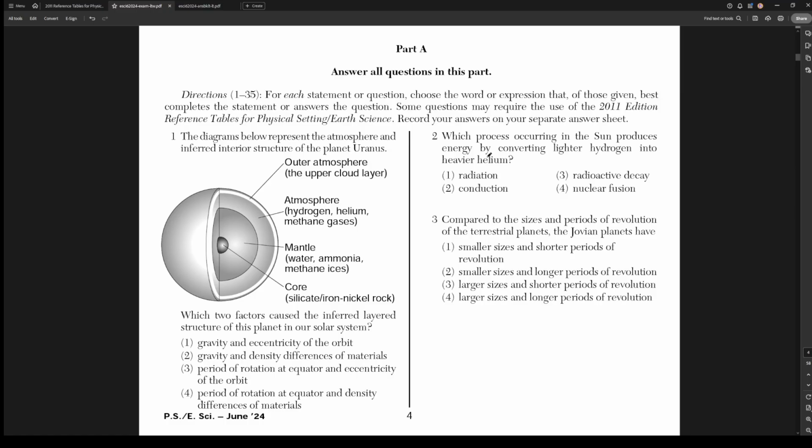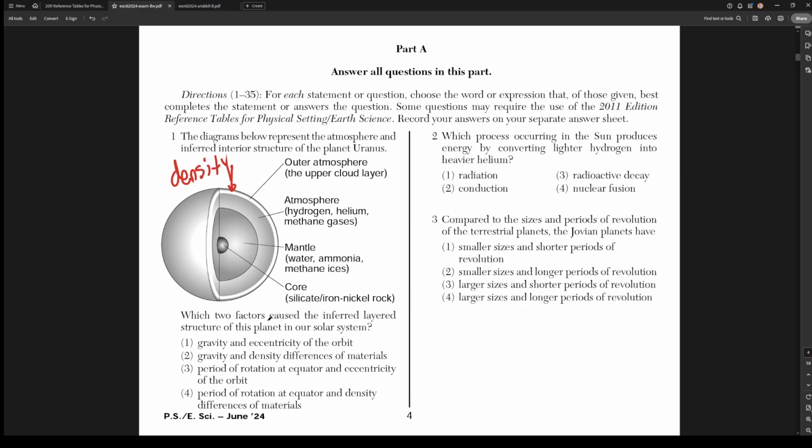Alright, we're starting with the multiple choice. Part 1. The diagrams below represent the atmosphere and inferred interior structure of the planet Uranus, everyone's favorite planet. Anything to do with interior structure is going to be something to do with density because it makes these layers, but let's see what they have to say. Which two factors cause the layered structure?